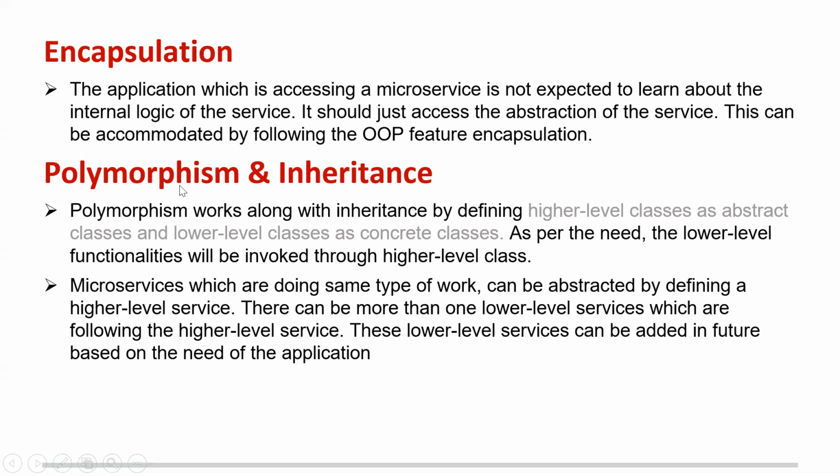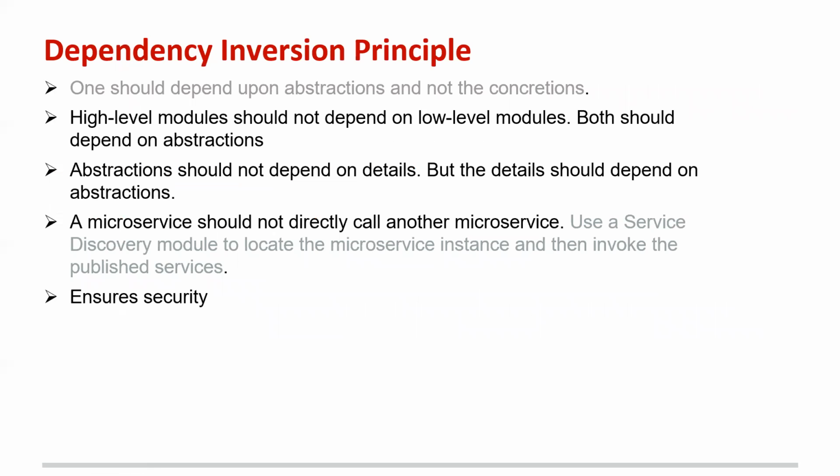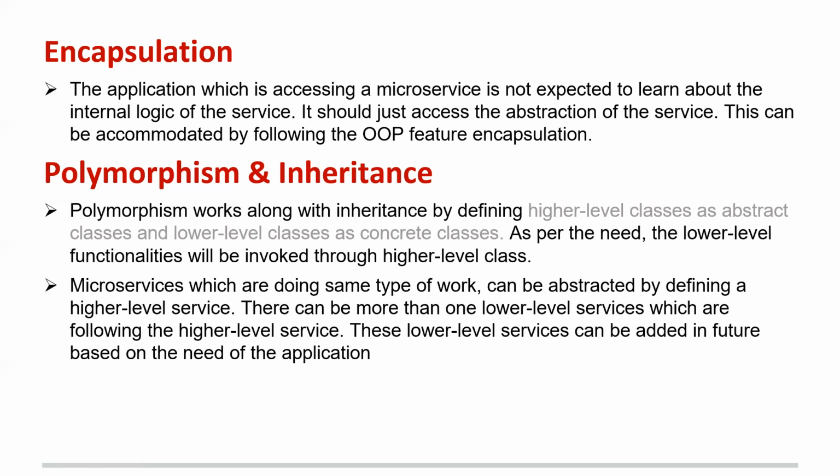And the next one is polymorphism and inheritance. In this case, as we already saw through the dependency inversion principle, the same thing can be followed here. We can define higher level classes and lower level classes. The higher level classes will have the abstraction, and the lower level classes will have the concretion of the abstraction. It will have the implementation of the methods which are abstracted in the higher level.